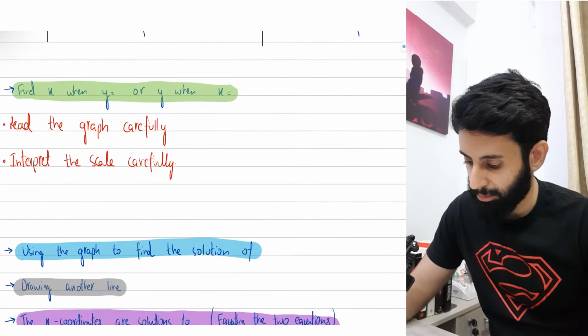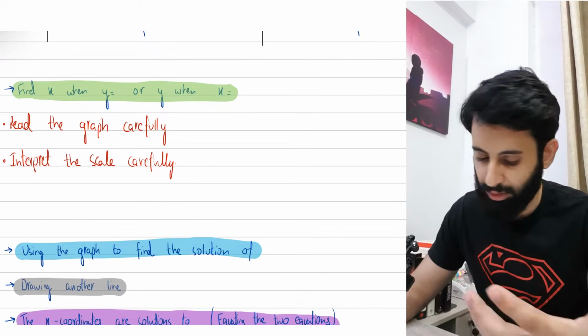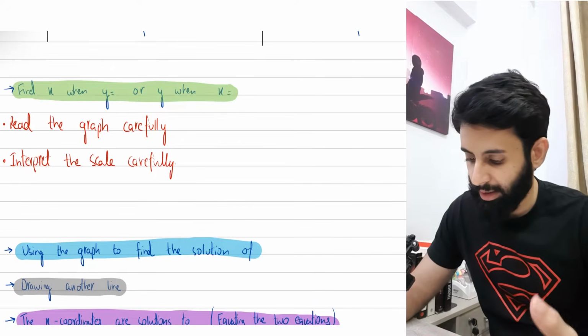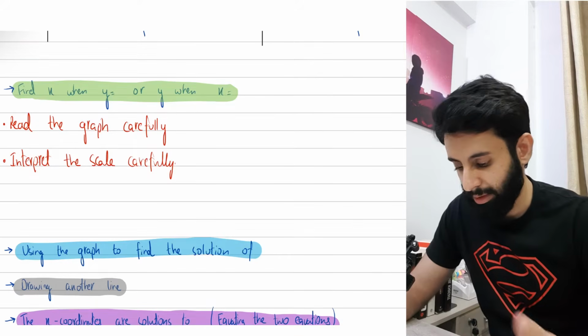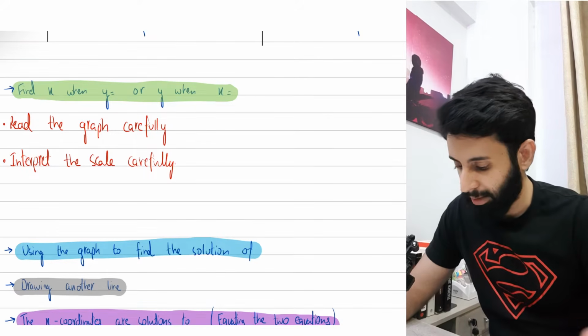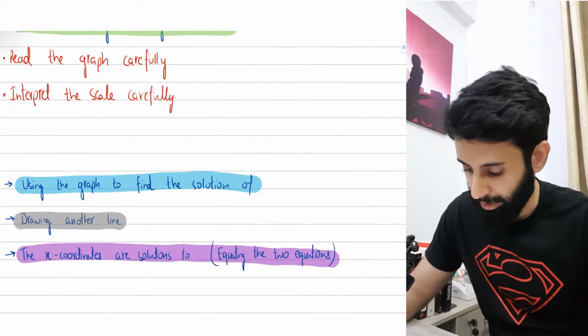And then this is a concept which is not tested in such a straightforward manner. It's finding x when y is equal to a certain value, or y when x is equal to a certain value. Again, you need to read the graph carefully and make sure that you interpret the scale carefully. If you do that at the very beginning, you're not going to have a difficult time over here.